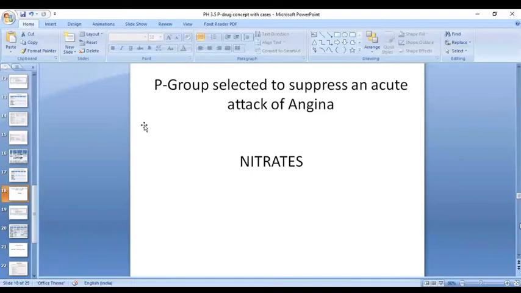If the patient has, for example, hypertension, you can wait for a week or so for the drug effect to come. But for angina, we don't want to wait. We want the effect to come right away.